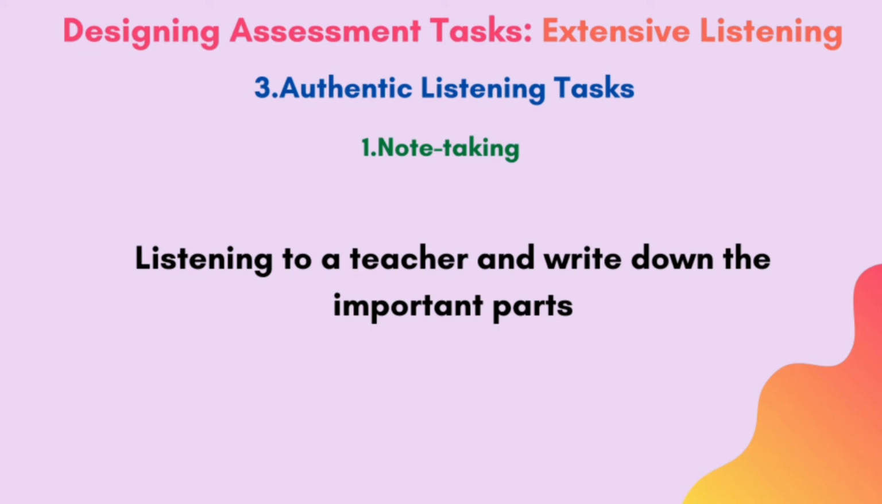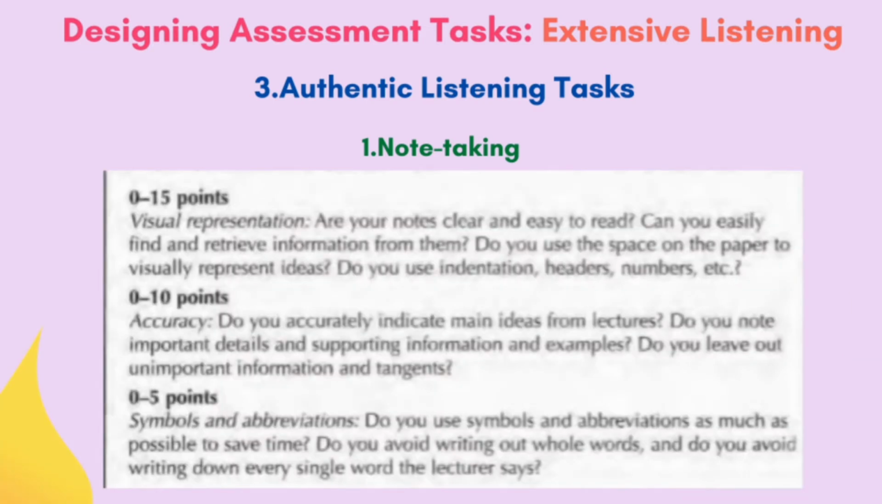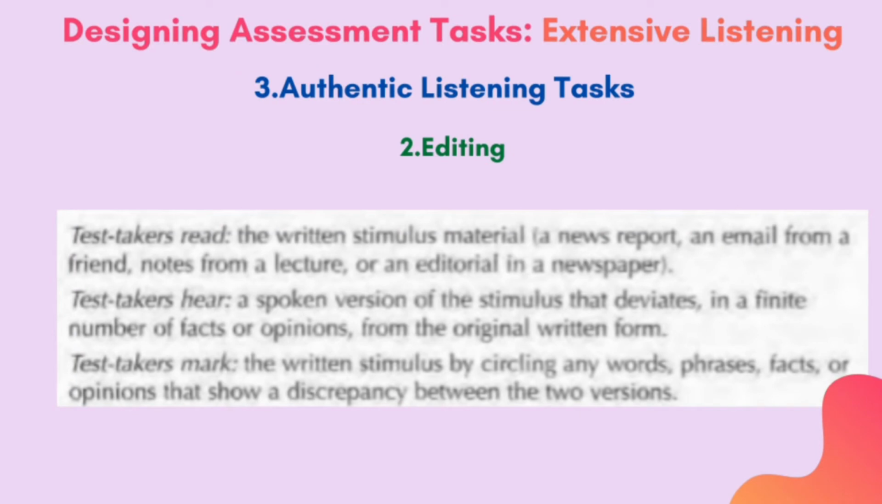The first one is note taking. In the classroom, teachers usually ask the students to submit an outline at the end of the class after listening to the teacher's material, or it can be part of a listening exercise. This is an example of teacher scoring. The total score is 30, so you will get 30 if for each part you have the maximum score, 5 plus 10 plus 15.